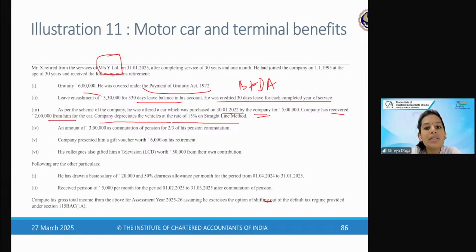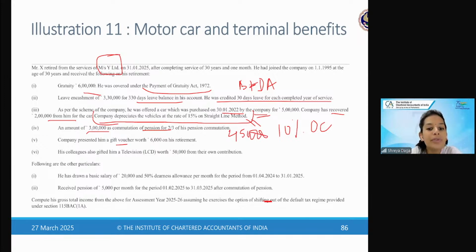And company depreciates the vehicle at this method. I don't know if it matters because we have always seen 10% original cost. Let's see. Then he has got some pension, of which 2/3 he has commuted. So actually 3 lakhs is the commuted amount. If 3 lakhs represents 2/3, then what is the total pension? 4,50,000. Okay, we will do this, we will see this also.